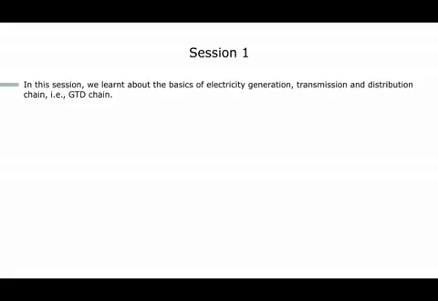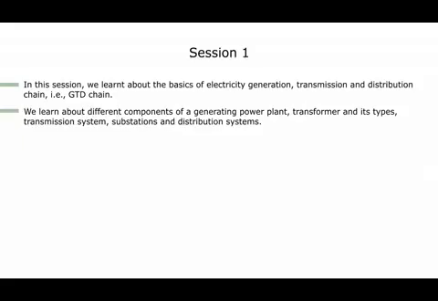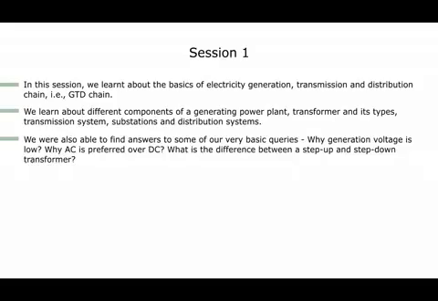So, this is the end of session 1. In this session, we learned about the basics of electricity generation, transmission and distribution chain, that is GTD chain. We learned about different components of a generating power plant, transformer and its types, transmission system, substations and distribution systems. We were also able to find answers to some of our very basic queries. Why is generation voltage low? Why is AC preferred over DC? What is the difference between a step-up and step-down transformer?